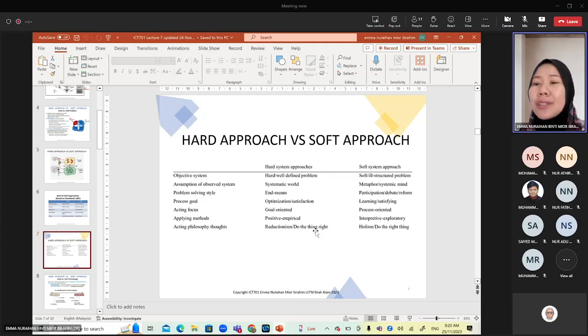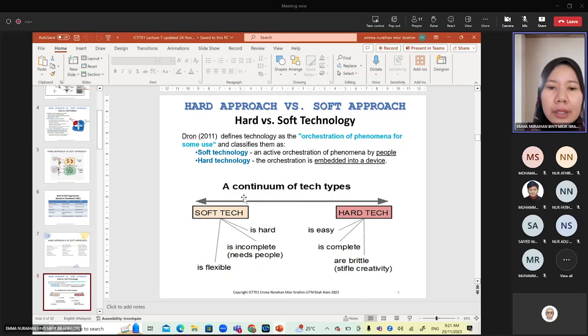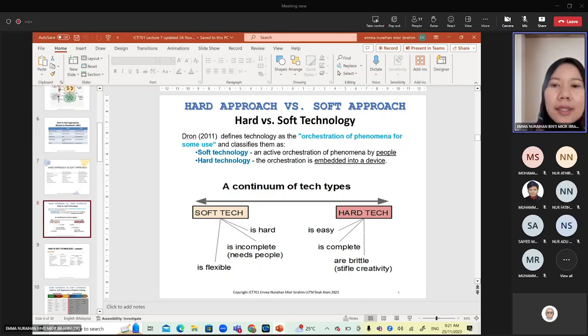Philosophy thoughts, do the right thing. So best practices, dia akan ikut pada best practices, dia akan ikut standards, guidelines, procedures ya. Tapi kalau system approach ni holistic view. Dia tengok holistic view, okay. Also do the right thing tapi lebih kepada holistic view, okay. Alright, so contoh lagi, okay. This is another slide to give you understanding what is hard versus soft technology pula.